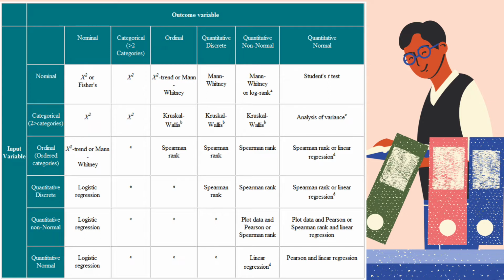Well, if your input variable is categorical and your outcome variable is quantitative normal, then you can use analysis of variance. This part here is determined by your statisticians, but what is important is, as you are a pharmacist, you have to understand how and why your statistician chose that kind of statistical tool.